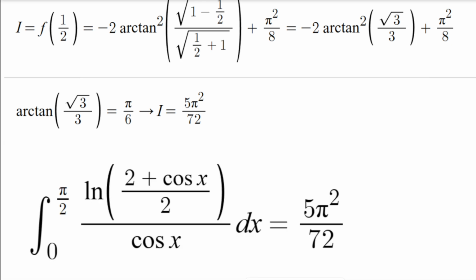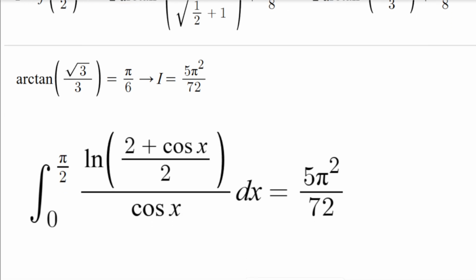So there you have it, guys. The integral from 0 to pi over 2 of the natural log of (2 plus cosine x) over (2 over cosine x) dx is 5 pi squared over 72.